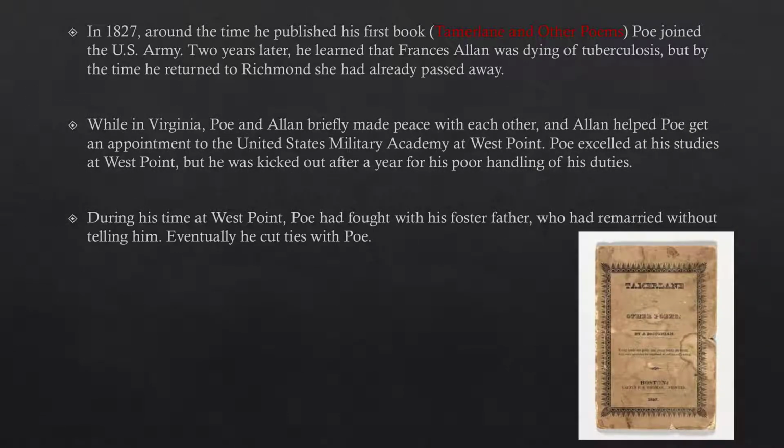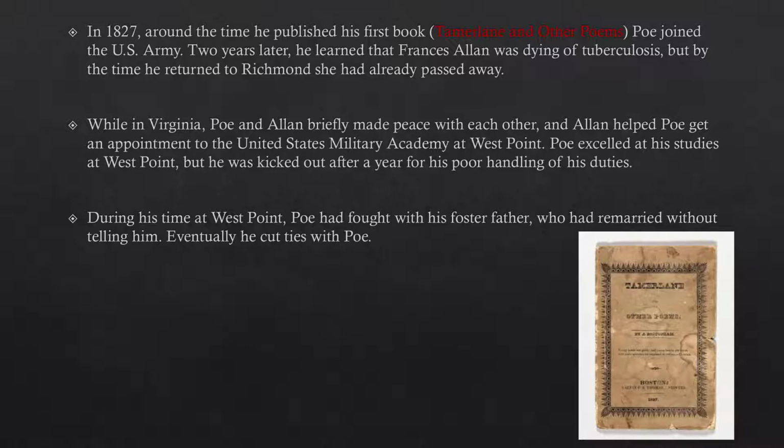In 1827, around the time he published his first book Tamerlane and Other Poems, Poe joined the USA Army. 2 years later, he learned that Frances was dying, but by the time he came back home, she had already passed away. While in Virginia, Poe and Allan made peace for a while.